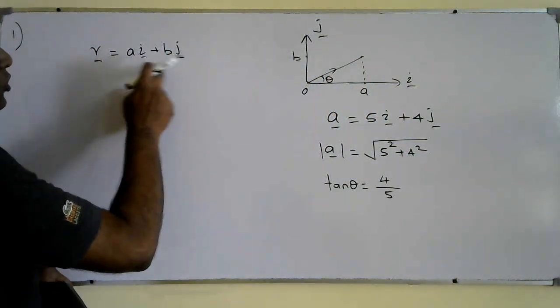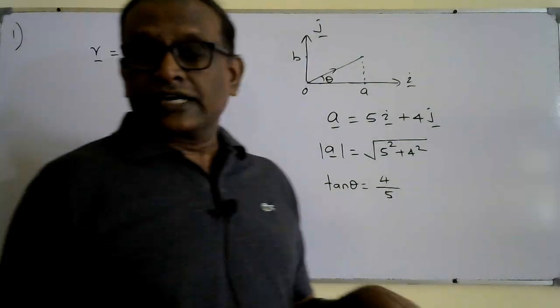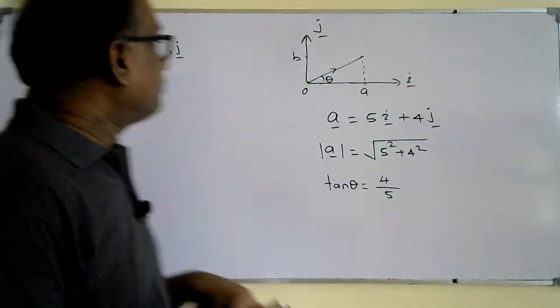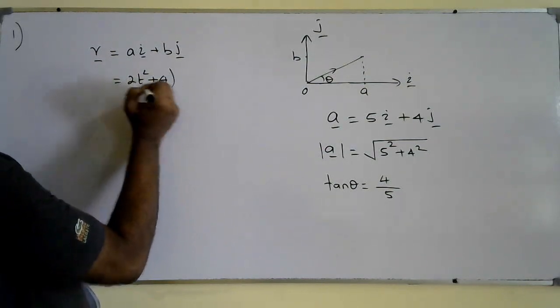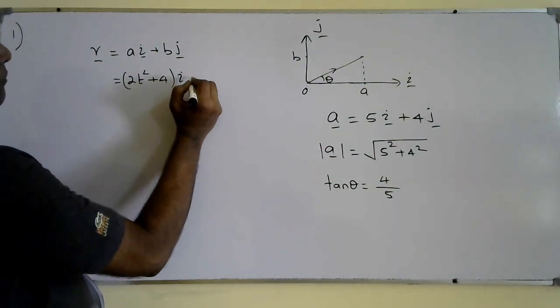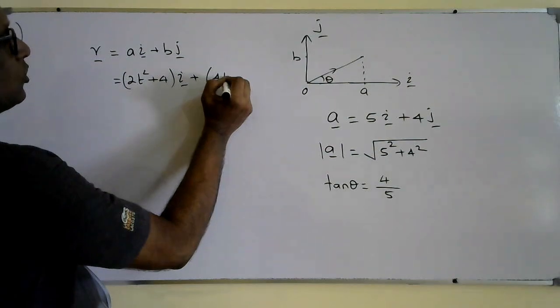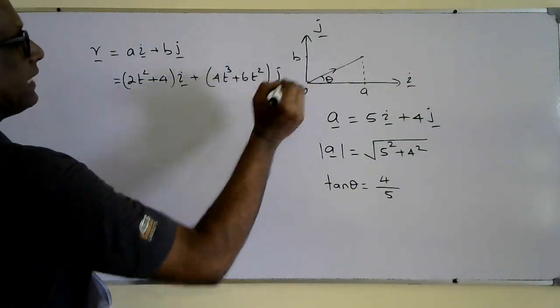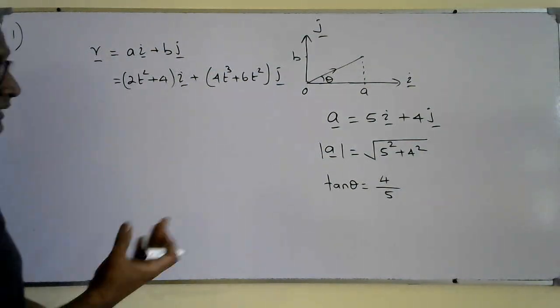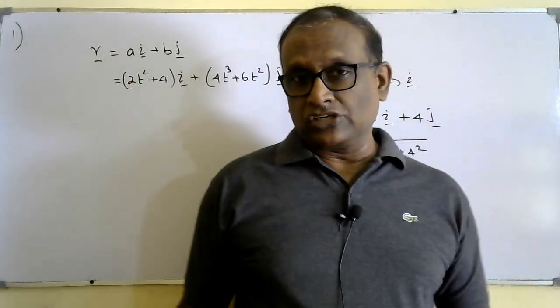And a and b could be in terms of time. They could be functions of t. For example, a could be given as 2t squared plus 4t, for i, and b could be given as 4t cubed plus 6t squared, for j. Something like that, they can give a and b as functions of t.